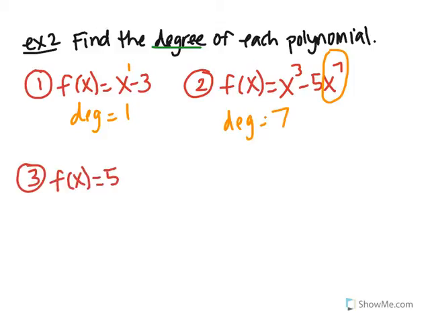And this last one is a little bit tricky when it's f of x equals 5. There's no x term. This is the same thing as x to the 0, because anything to the 0 is 1. So we would actually say that the degree of this polynomial is 0.